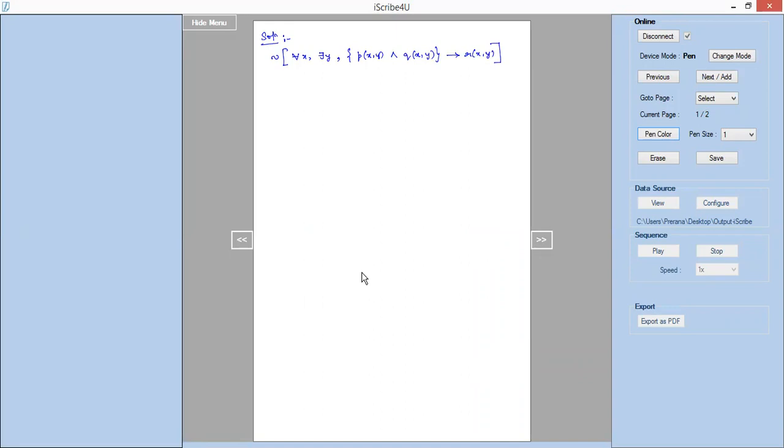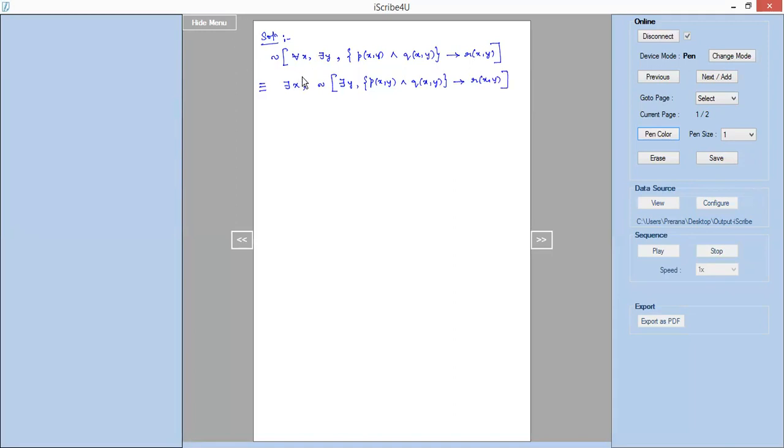When I take the negation of for every x, it becomes for some x. We will do it step by step. First I will take for every x. This is logically equivalent to writing for some x, negation of the entire remaining, that is for some y, p(x, y) and q(x, y), conditional r(x, y).